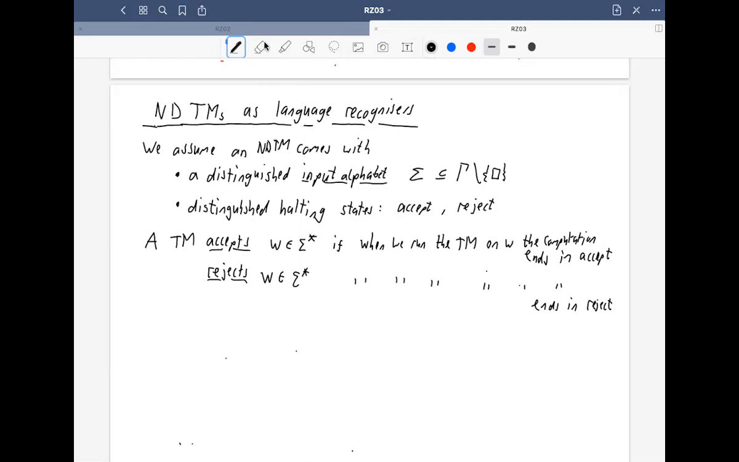Let me just give myself some more space. So if we change this to a non-deterministic Turing machine, we want to say it accepts a word. So let's see what happens if we use the old definition. This is the old definition for a deterministic Turing machine: when we run the Turing machine on the word, the computation ends in accept.